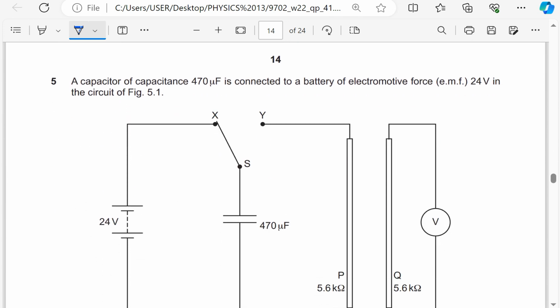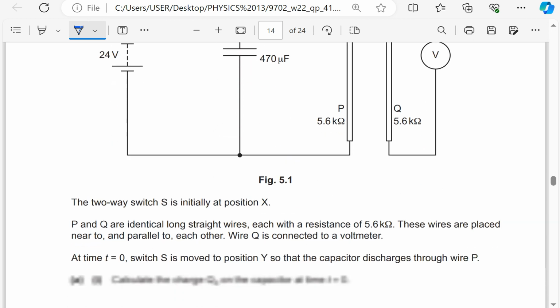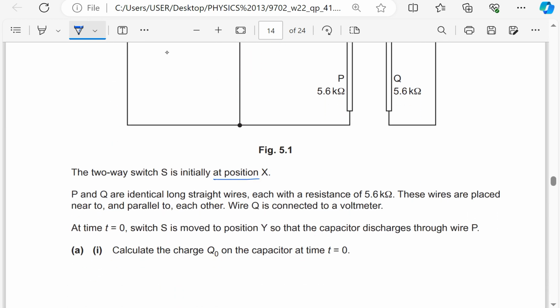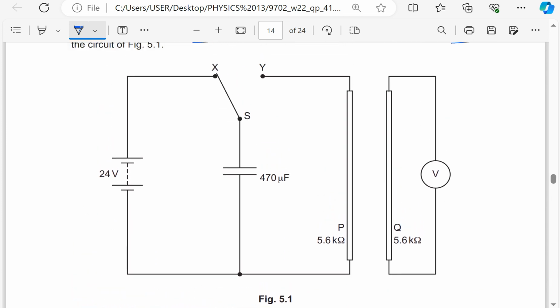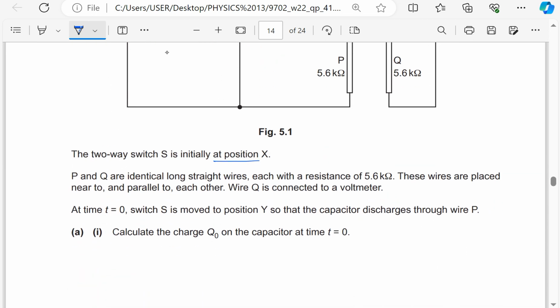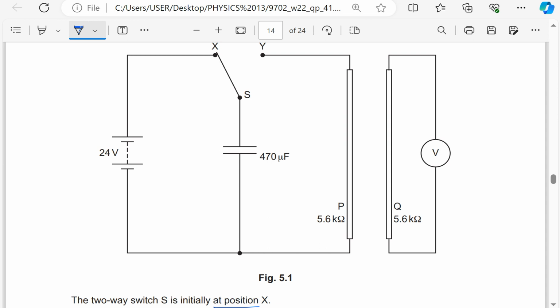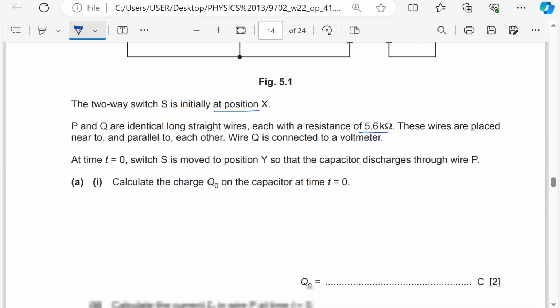Next is capacitance. A capacitor of capacitance 740 microfarads is connected to a battery of EMF 24 volts in the circuit of figure 5.1. So this is what we have. The two-way switch S is initially at position X. So in position X, the capacitor of 740 microfarads is charged. P and Q are identical long straight wires, each of resistance 5.6 kilo ohms. These wires are placed near to and parallel to each other. Wire Q is connected to a voltmeter. So if there's a change in magnetic field around wire Q, the voltmeter should give a reading to indicate an induced EMF in the wire.